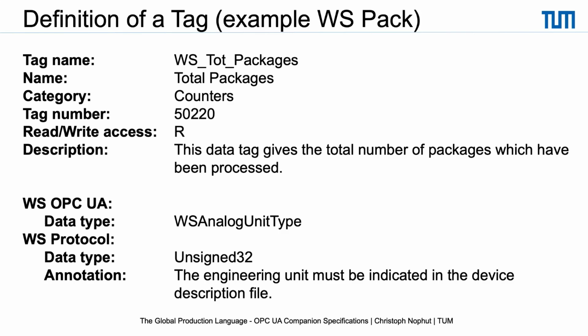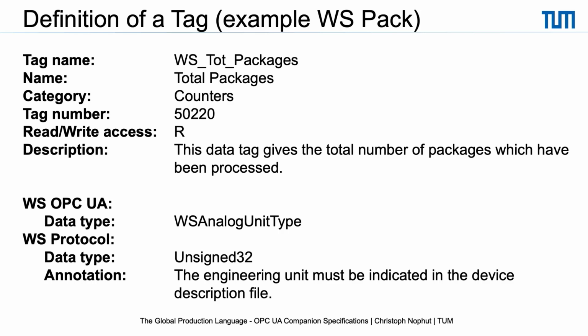This is an example of the WS PAC specification. We have a tag name. This name is unique, and we have a more common way for the operator. The name could also be in different languages. We have categories, so there's counter category. We will take a closer look at the other categories in a few slides.